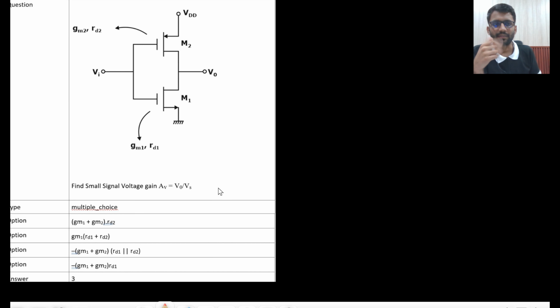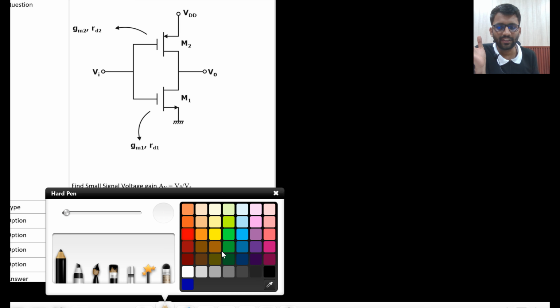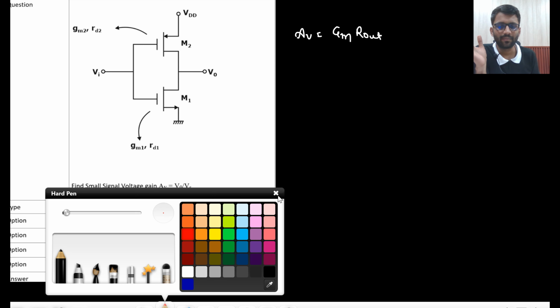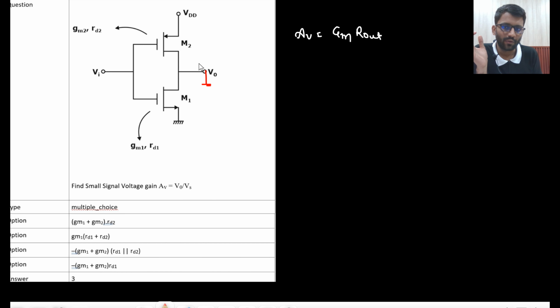Very easy. This is a very standard circuit, CMOS inverter. You need to do the small signal analysis. So what you can do? Better you should find it with the GM R out method. I hope you remember the GM R out method. What will be the gain? Capital GM into R out. How do you find the capital GM? You short circuit the output. You find the current here.